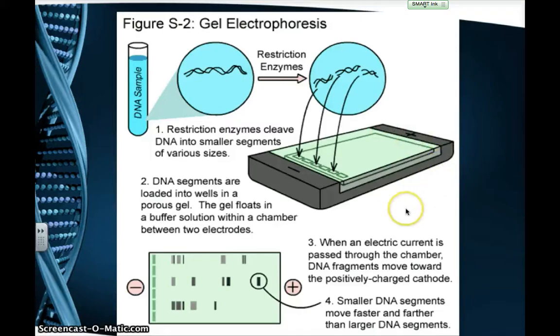Step 3, when an electric current is passed through the chamber, the DNA fragments move toward the positively charged electrode. So the DNA gets inserted into the wells, and the DNA moves, see how there's a minus sign here, towards the plus sign. DNA has a negative charge, and remember that opposites attract, so the negative wants to move towards the positive. Step 4, smaller DNA segments move faster and farther than larger DNA segments. So if they started here, the smaller ones are going to go all the way down here, and the bigger molecules aren't going to make it very far. They're just going to stop maybe here, and then maybe the middle-sized pieces will be here.